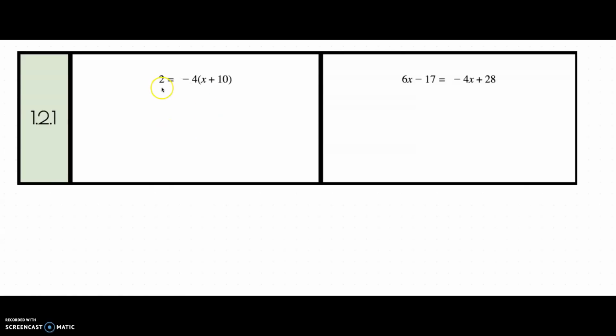So let's go through a couple examples from 1.2.1, solving equations. For this first example, I see that there are parentheses, and so our first step will be to do the distributive property. I want to distribute this -4 into the x to get -4x. Then I want to distribute the -4 into the 10 to get -40. I didn't do anything with the 2 equals over here, so I'm just going to rewrite that part.